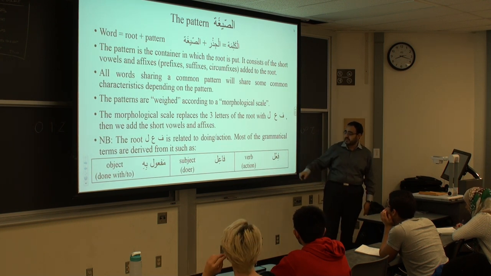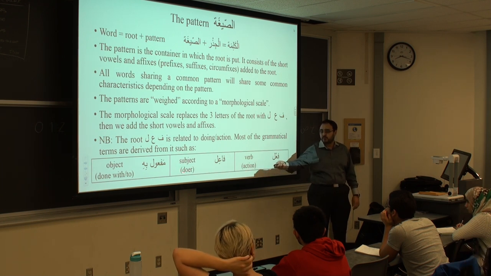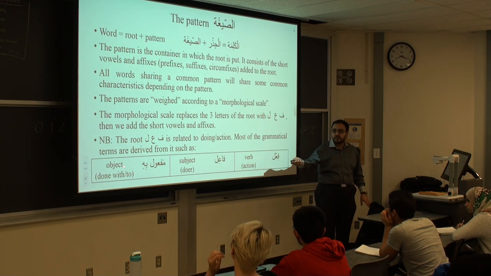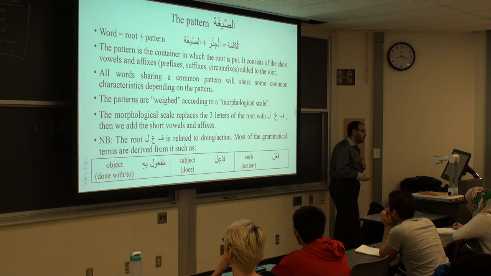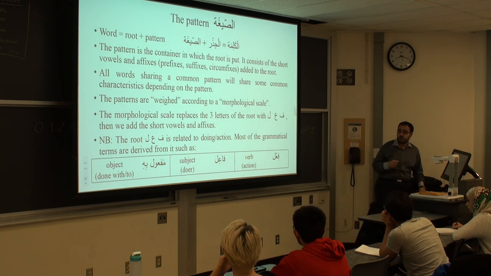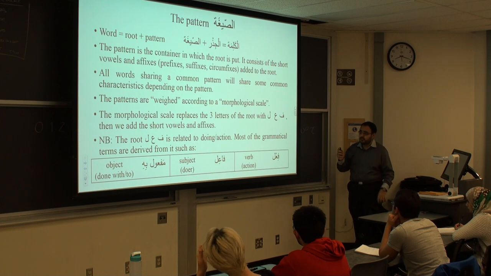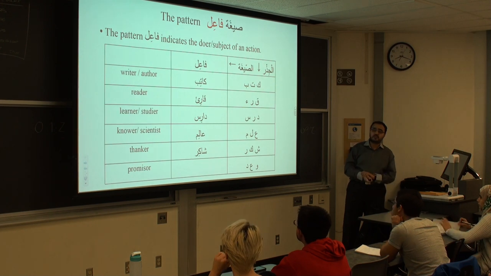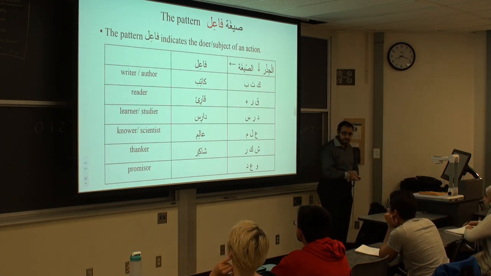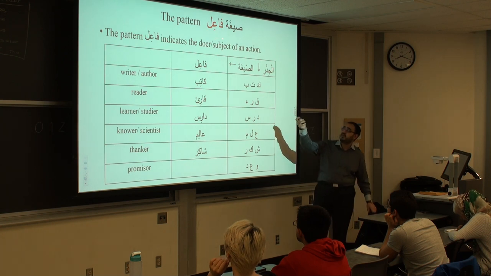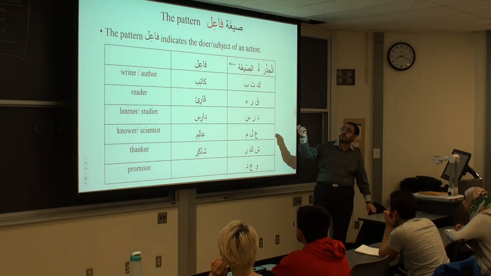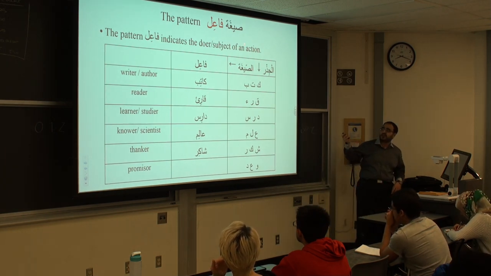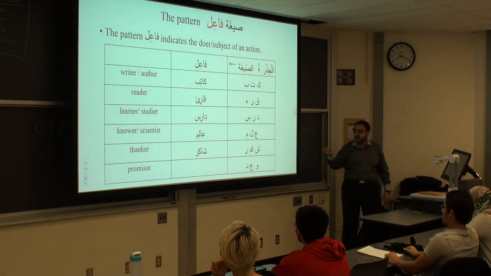And literally there is an action that the doer did, and this action has been done to or done with the object. So this root fa, ayn, lam has to do with doing or action. So let's have an example of a pattern. The first pattern that we'll talk about is the pattern fa'il. So the pattern fa'il indicates the doer, i.e. the subject of the action. So what is the action? This is determined by the root.